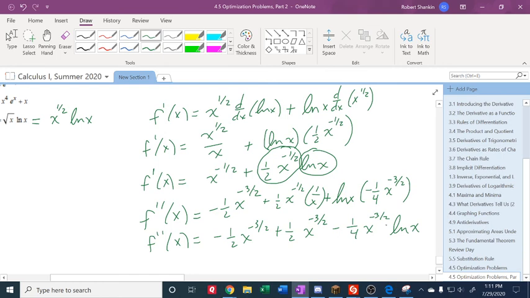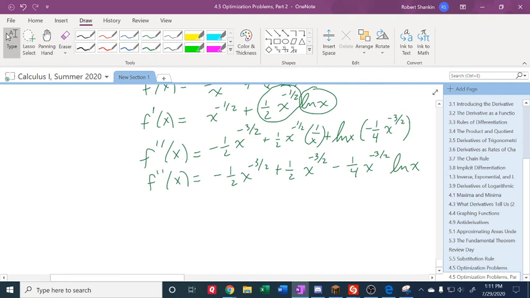And I'll put that in a better order like that. Alright, so we found the second derivative. Boy, was it complicated.